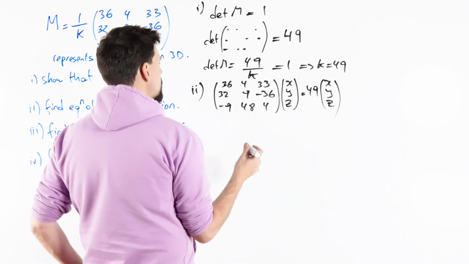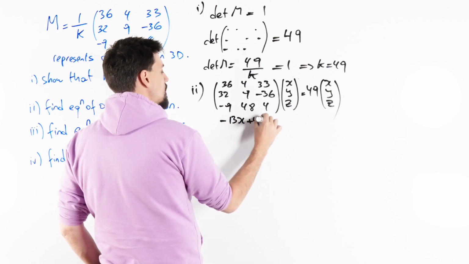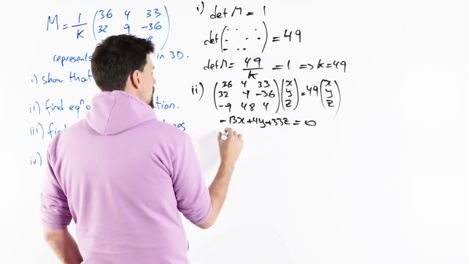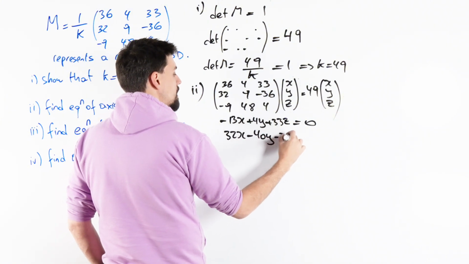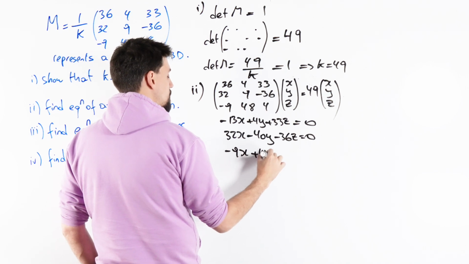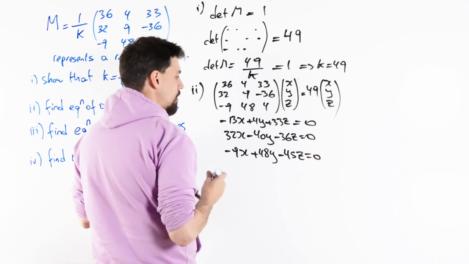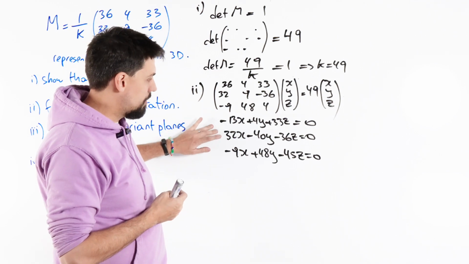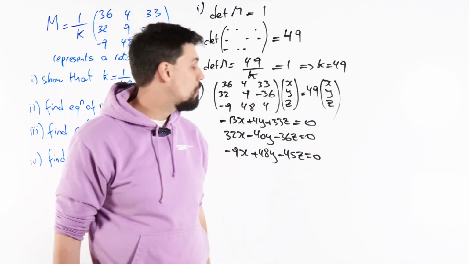So that's going to give me a bunch of really cool equations that, if I tidy up, will be minus 13x plus 4y plus 33z is 0. It'll give me 32x minus 40y minus 36z is 0. And it'll give me minus 9x plus 48y minus 45z is 0. Now, obviously, there are infinitely many points, so these are all combinations of each other. My goal is to get an equation for x in terms of y, and x in terms of z, and we will go from there.